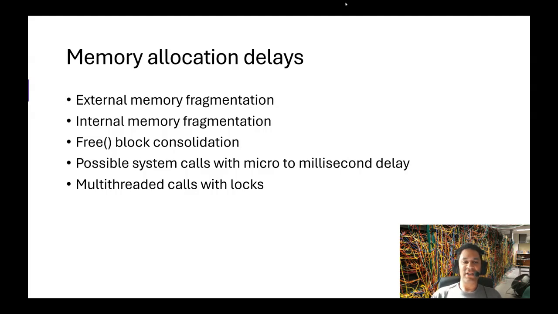So memory allocation delays: the first reason is external memory fragmentation. That means when you have your piece of memory, imagine a really big vector, and let's say you have four boxes with 30 bytes in each. So you have A, B, C, and D. They all have 30 bytes, and they're different variables. If you free boxes B and D, now you have a total of 60 bytes free in memory. But if your application tries to allocate 40 bytes, you don't have 40 bytes of continuous memory that you can give to your application.